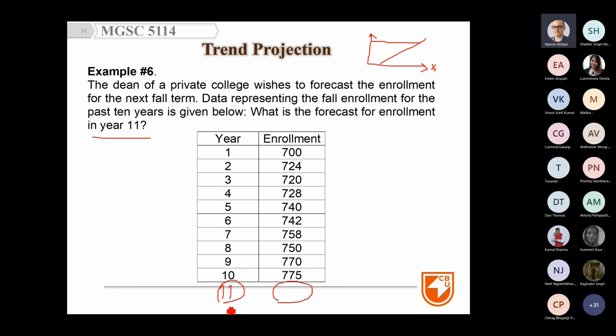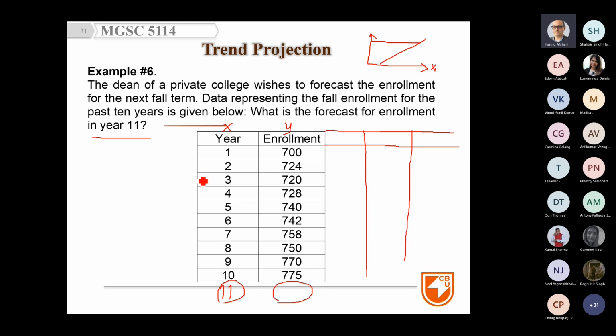What's the name of this column here? Is it X or Y? X. This is X, that's right. What about the number of enrollment? This is Y. This is clear. I need to expand this table a little bit. Then what are the new columns that I have to add?